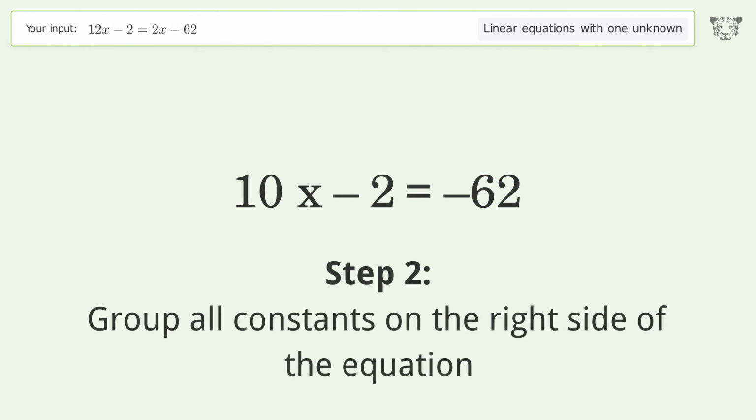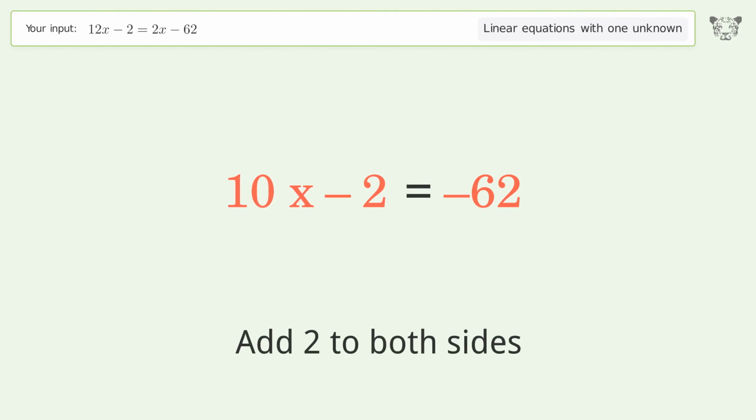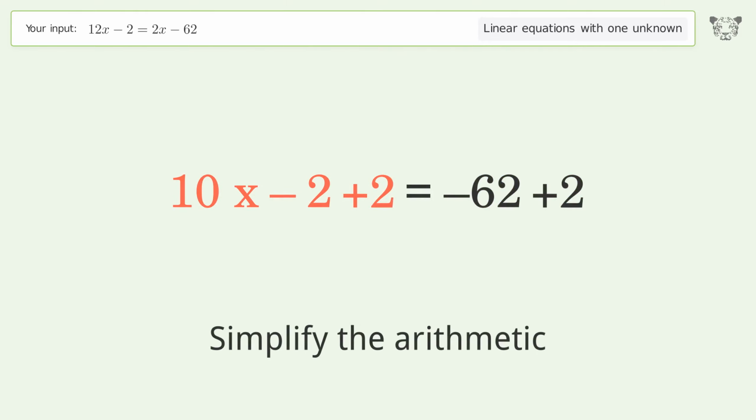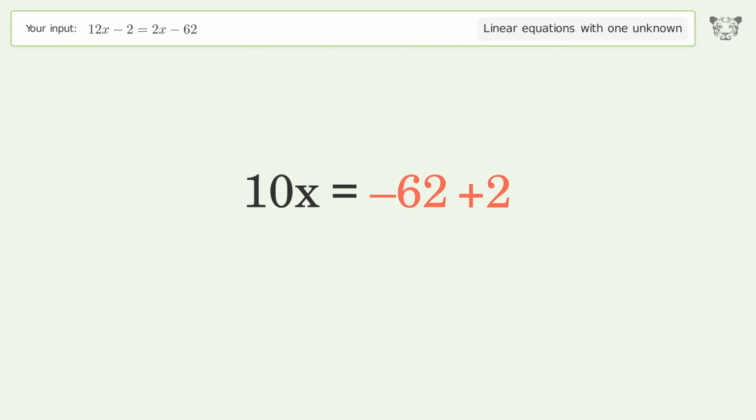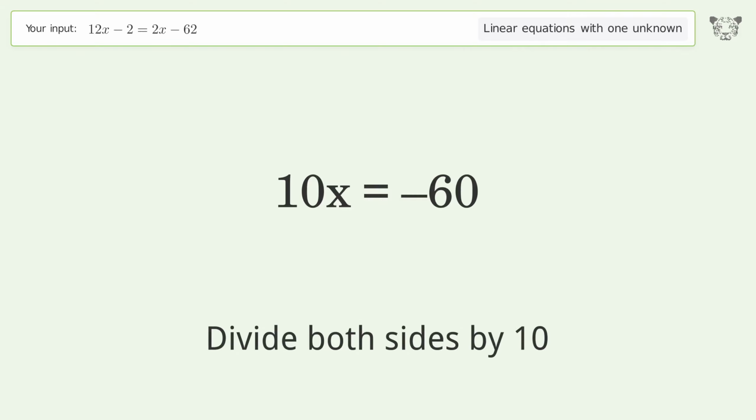Group all constants on the right side of the equation. Add 2 to both sides. Simplify the arithmetic. Isolate the x. Divide both sides by 10.